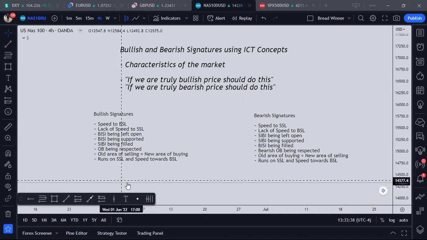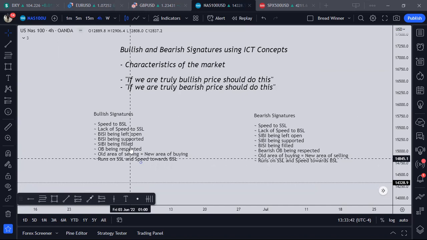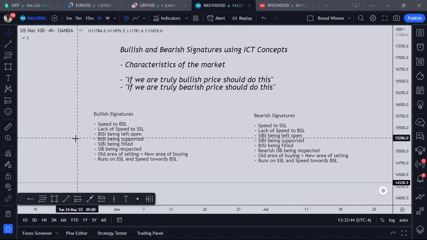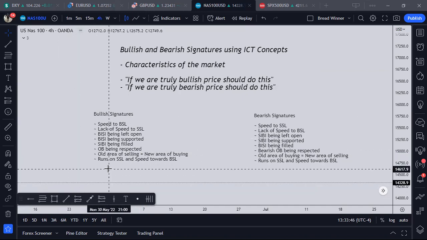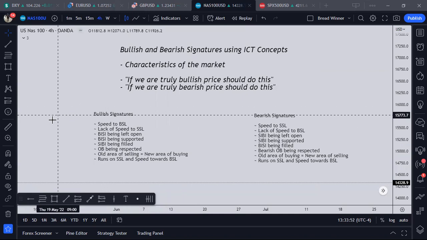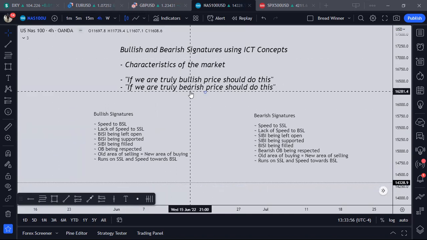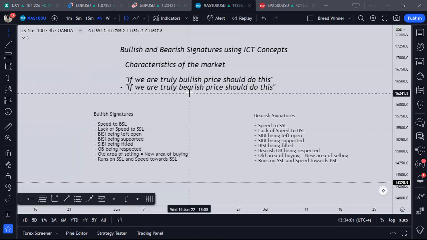So bullish order blocks being respected, old areas of selling should equal new areas of buying, right? And I'll show you what that looks like. And runs on sell side liquidity with speed towards buy side liquidity. So pretty much turtle soups, right? So when we see a run on sell side liquidity and that quick expansion higher, that shows that we just swept liquidity sell side and we're most likely aiming towards buy side liquidity.